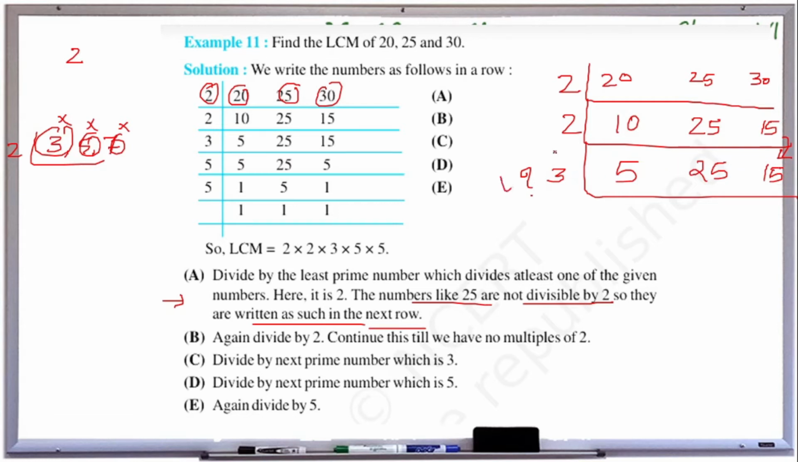So 3 is okay. Since 5 is not divisible, just write 5. 25 also, just write it like that. Then 5 into 3 is equal to 15. So if it is not divisible, there is no change for the number, so directly write it to the next row. Then 5, 25 and 5 are the numbers. So look for 2. There is no chance for 2 since none of these numbers is divisible by 2.